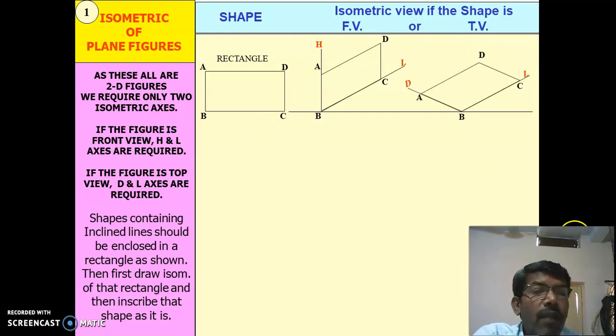If you want to draw it vertically, it is a vertical rectangle. If you want to draw a rectangle horizontally, then this one will be AB, that is depth, and this one BC, and parallel lines like this.